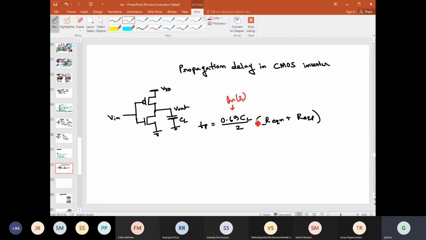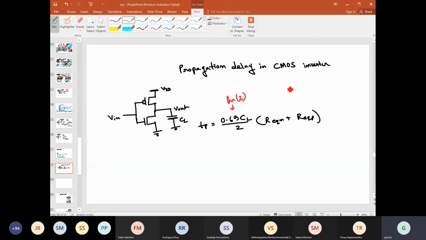And here basically it is an average of two parts. One is TPHL and the other one is TPLH: the propagation delay when the output is doing a transition from high to low, and the propagation delay when the output is doing a transition from low to high. You have to take an average to find the average propagation delay. And in the general case, we usually prefer to have TPLH nearly equal to TPHL.